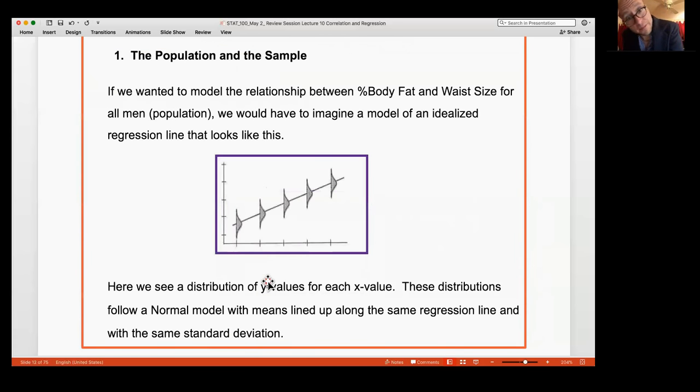So when we talk about the population and the sample, because we don't have as much data to show what would happen if we had a 38.5 waist size, what would the hypothesized distribution of body fat percentage be? We actually have to hypothesize that. It's not all empirical. We can't do a histogram. So if we wanted to model the relationship between body fat percentage as Y and waist size for all men in the population, we'd have to imagine a model of an idealized regression that looks like this.